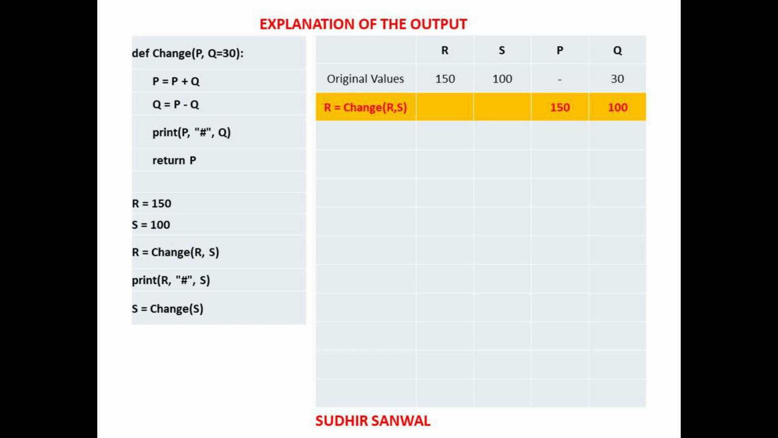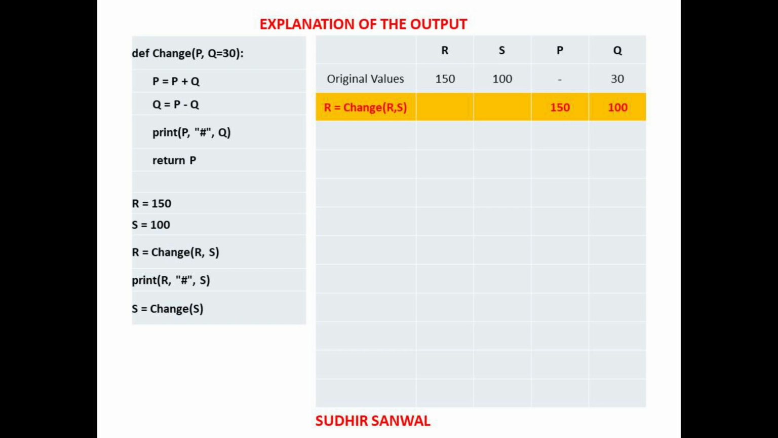So what will happen? The value of R will be copied into the value of P. Now we have the value of P as 150, which was the value of R. The value of Q in the function definition will become the value of S, that is 100.